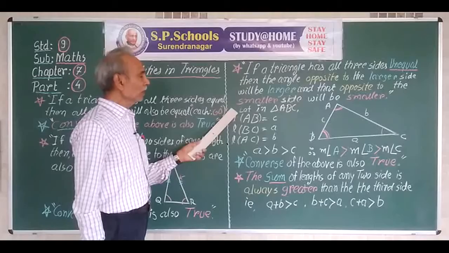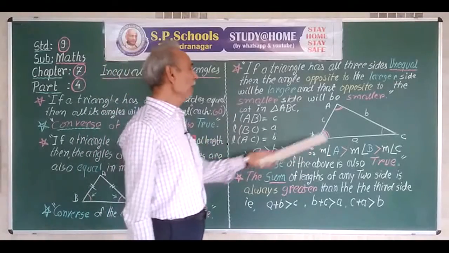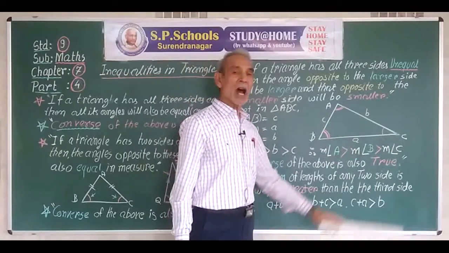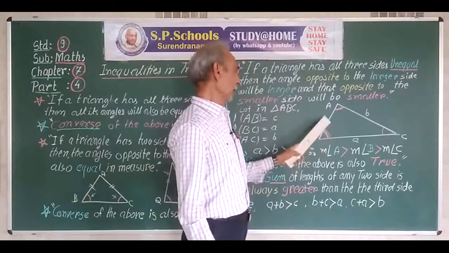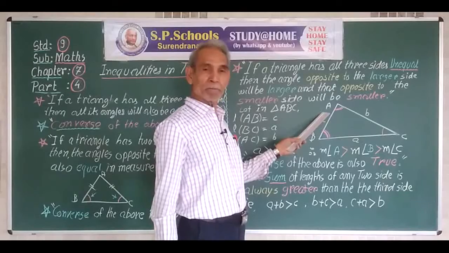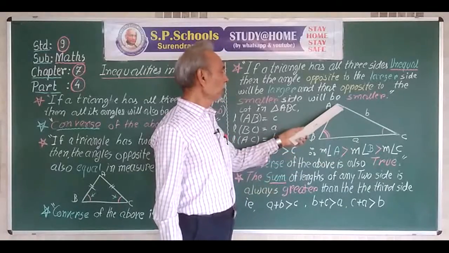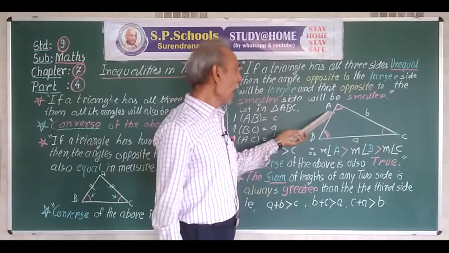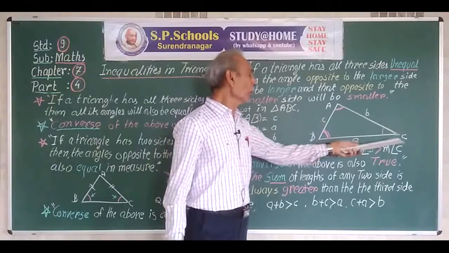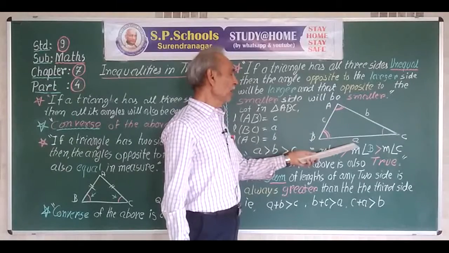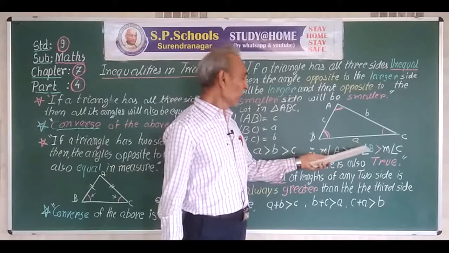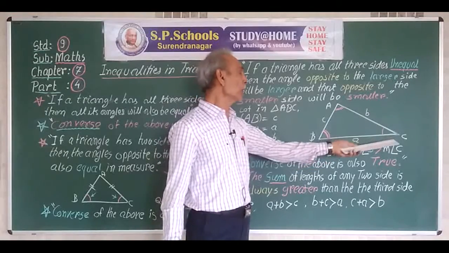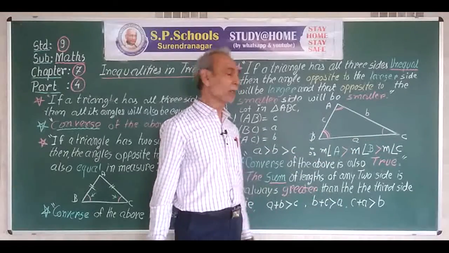Now consider the scalene triangle ABC. A, B, C are the vertices of the triangle. It is customary to denote the vertex of a triangle with a capital letter, and the length opposite to this vertex by a small letter. Small a denotes the length of BC opposite to angle A.